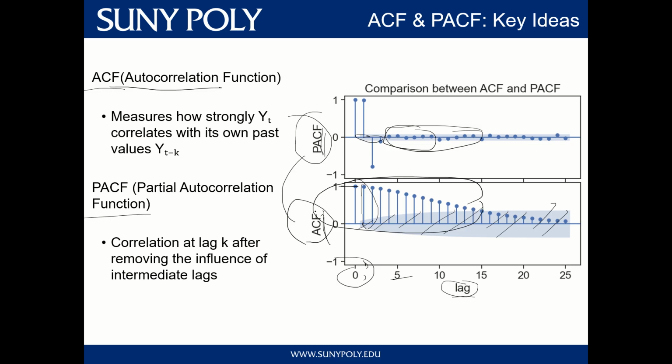And actually, when we're using AR, MA, ARMA, and ARIMA models, Box-Jenkins in general, we will use these two plots, or these two methods, if you want to say it like that, to identify which model we're going to use.